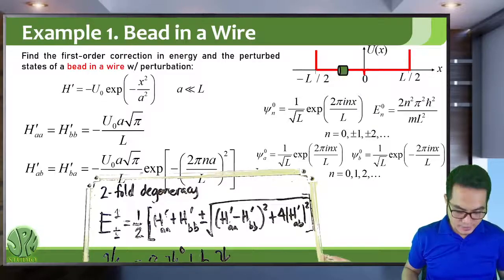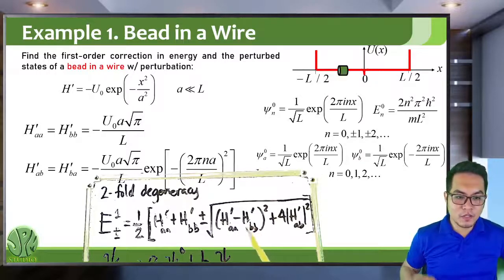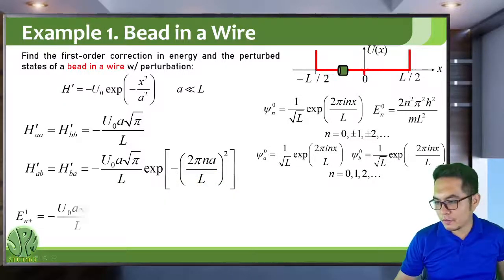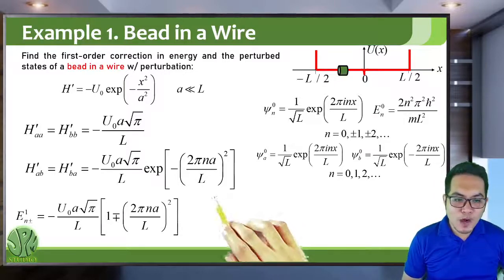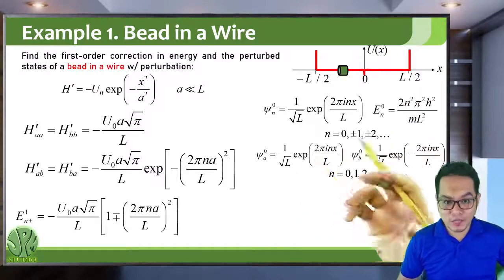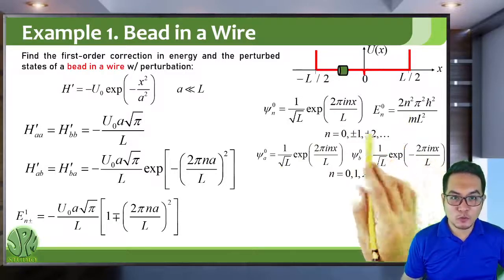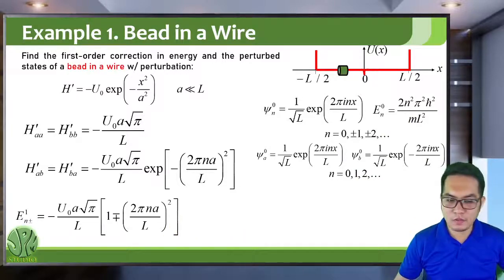So in this case, since HAA and HBB are equal, this term is 0. You substitute all of that and you will get a value for this one. So these are now the first order corrections in energy. From one energy level, it will now be split into 2 energy levels, because there are now 2 corrections. From the original energy, which is this one, this will be split into 2 energy levels. So these are now the first order corrections for the system.